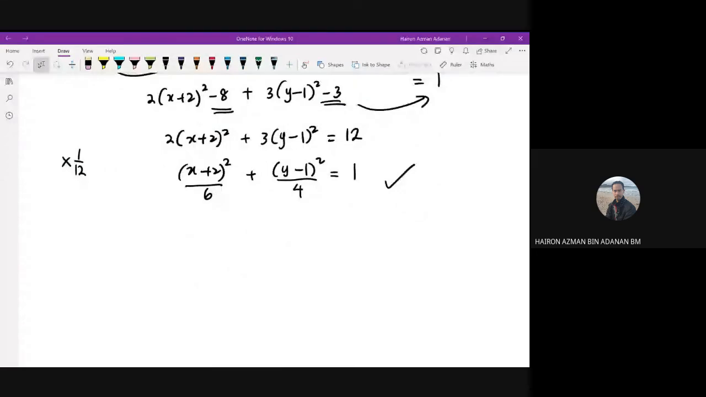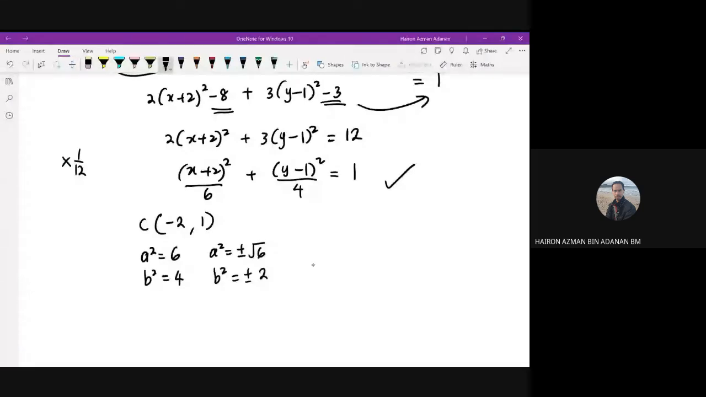Okay, from here, you can get the center. What is the center? Negative 2, read from here, from x. Negative 2. And then k, 1. The value of a is 6. A is under x, b under y. So a squared equal to 6, a equal to plus minus square root 6. B squared equal to 4, b equal to plus minus 2.